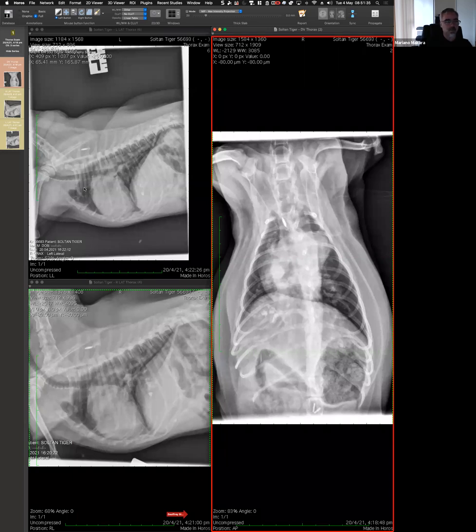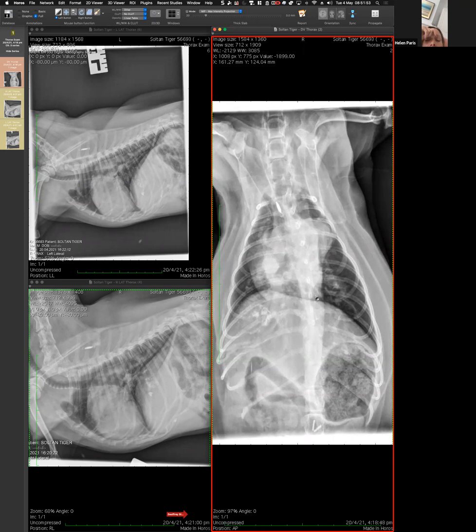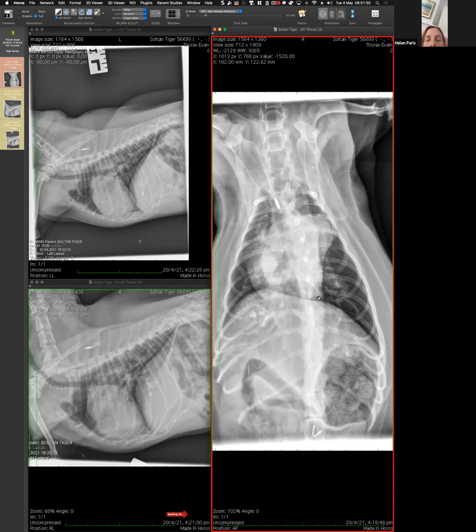I've got one quick question on the DV. The caudal pulmonary vessels, you were saying that the artery is enlarged. I thought that was the vein, the one that's central. That's what I was going to say. That confused me because I thought that was the pulmonary vein, not the artery, that looks wide.